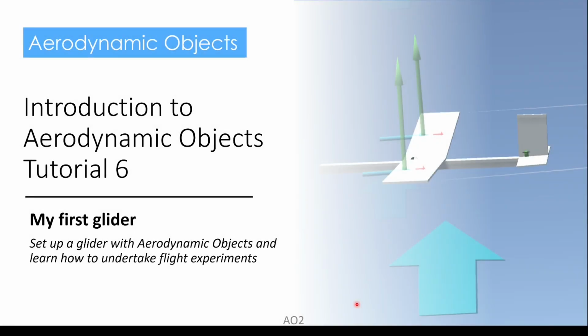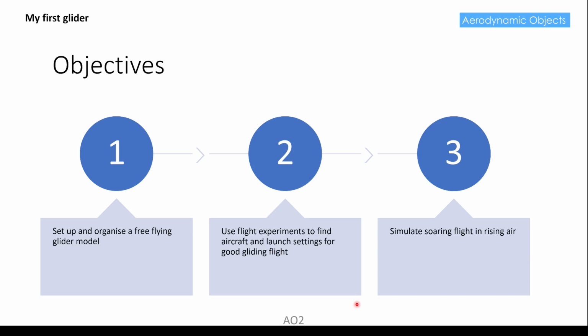Welcome to Introduction to Aerodynamic Objects Tutorial 6, my first glider. In this tutorial we're going to set up a glider with aerodynamic objects and learn how to undertake flight experiments. First up, we're going to set up and organise a free-flying glider model. Then we're going to use some flight experiments to find aircraft and launch settings for good gliding flight. And then finally we're going to simulate soaring flight in rising air.